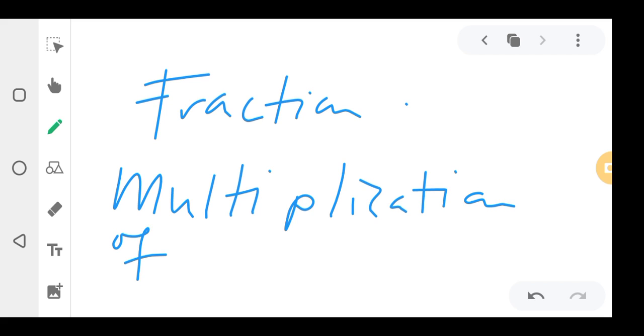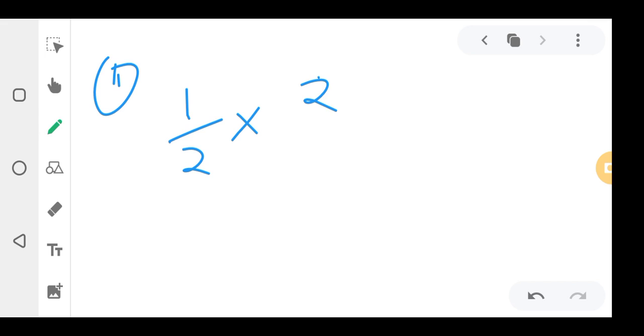Today we'll be looking at a topic called fractions, and we're centering on multiplication of fractions. To multiply fractions means to do times. That's multiplication. For example, question 1, they give you a fraction like 1 over 2 times 3 over 5. How do you multiply fractions?